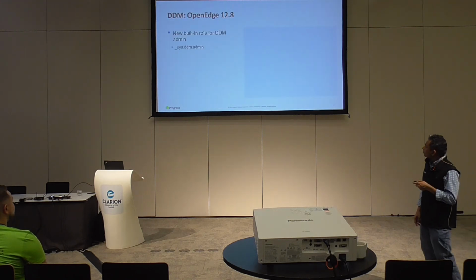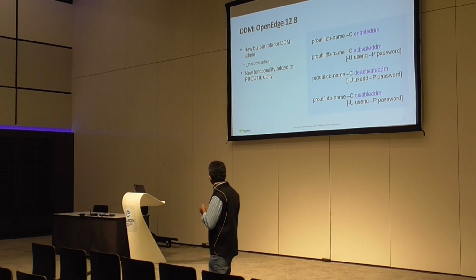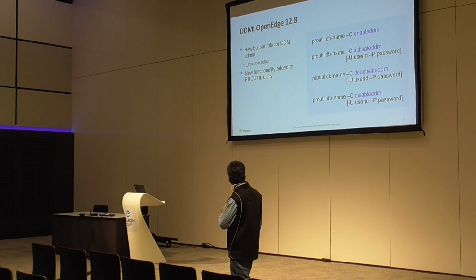Okay. Now, these are the extensions that we have made in 12.8, as we discussed, the DDM role and for the ProUtil. So in the database, we have the ProUtil utility. Now to perform your DDM-related configurations, these are all online operations. So you need to use ProUtil with these 4 options: enable DDM, activate DDM, deactivate DDM, disable DDM. We'll see them one by one.